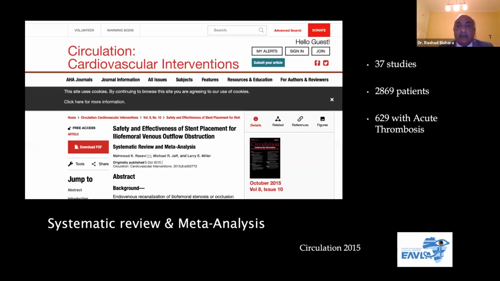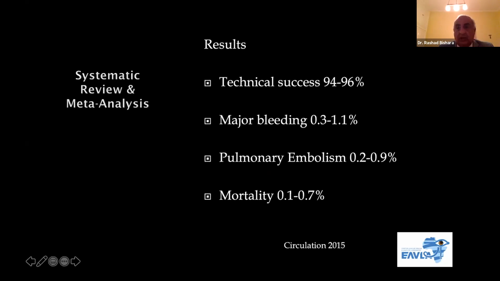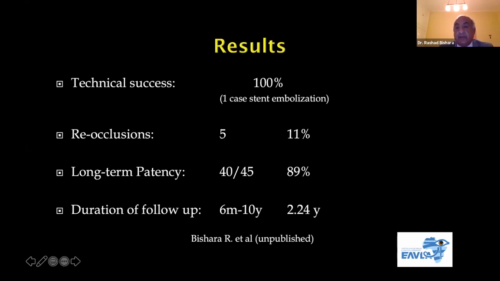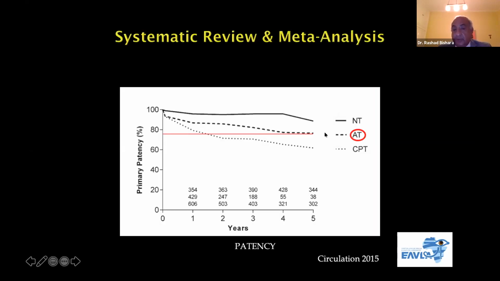And this is another systematic review, which was published 5 years earlier in 2017, of 2,860 patients. Again, technical results are excellent. Major bleeding, very small. Pulmonary embolus, very small. Mortality low. And the results, and AT means acute thrombosis. So these are the results: stent in acute thrombosis, a very good long-term patency.